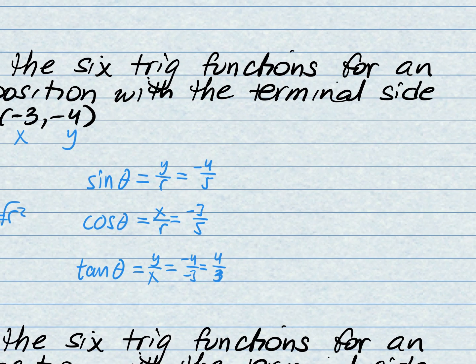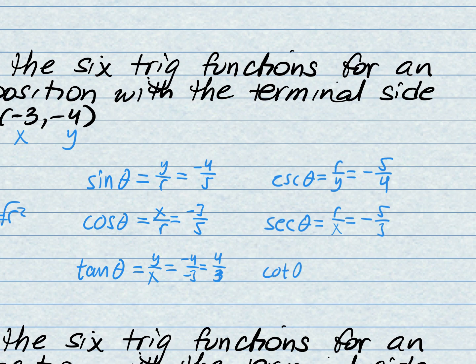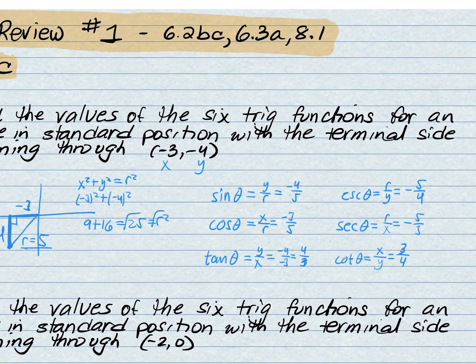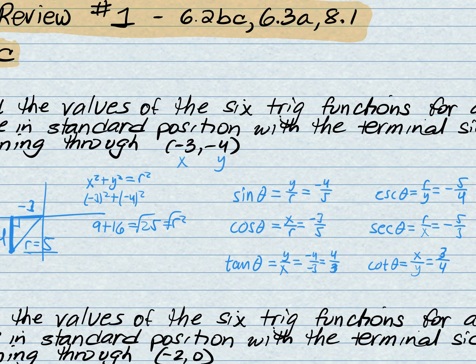Now to find the other trig ratios, so if I want to find cosecant, you just need to know that that's the reciprocal of sine. So it's going to be r over y, which is going to be -5 over 4. Secant, you should know, is the reciprocal of cosine. So that's going to be r over x, which is going to be -5 over 3. And then cotangent, which is the reciprocal of tangent, which is x over y, so +3 over 4, right? Once again, the negatives cancel out. And that's all you need for that problem. All right, any questions on that one?